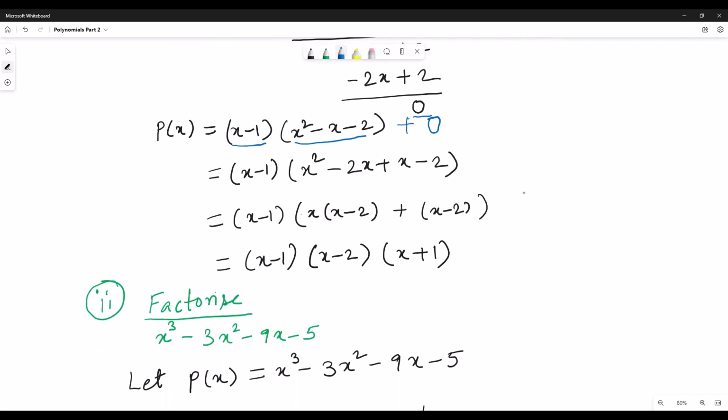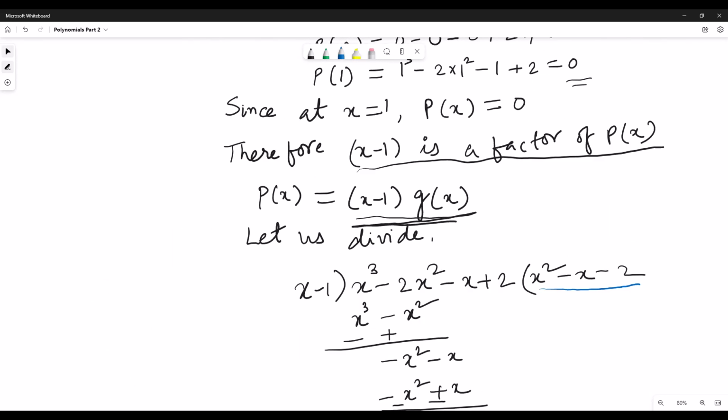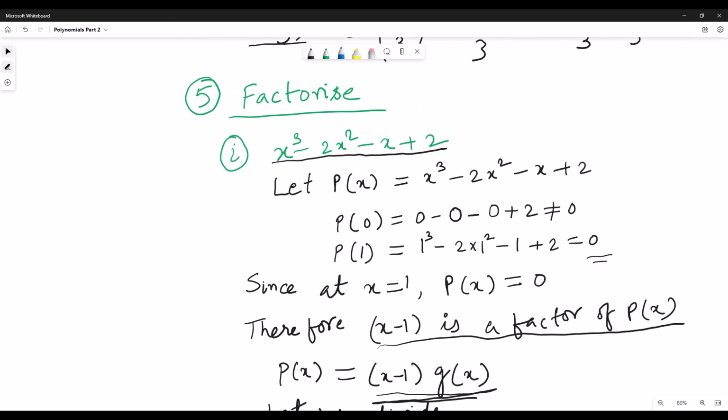Okay, and we will further factorize the second term. We will check whether we can factorize it by splitting the middle term. So we could factorize it. So the roots of this polynomial are 1, 2 and minus 1. But we have to only factorize it. That was the question. So this has been factorized.